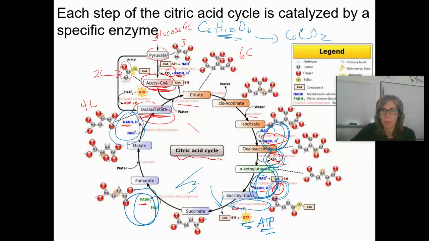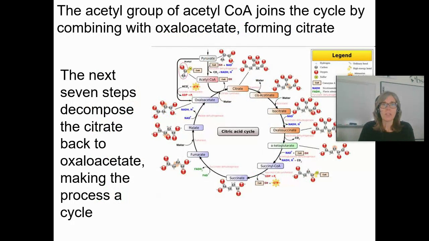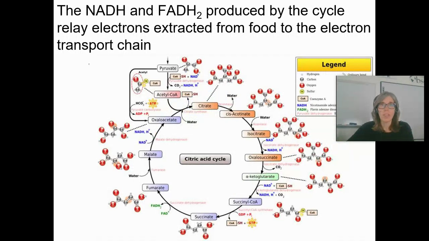So each step of the citric acid cycle is catalyzed by a specific enzyme. The acetyl group of acetyl CoA joins the cycle by combining with oxaloacetate, forming citrate. You don't need to know that. The next 7 steps decompose the citrate back to oxaloacetate, making the process a cycle. You should know that it's a cycle because you remake that same thing. The NADH and the FADH2 produced by the cycle relay electrons extracted from the food to the electron transport chain. Okay, that's the end of the story. It goes to the electron transport chain.